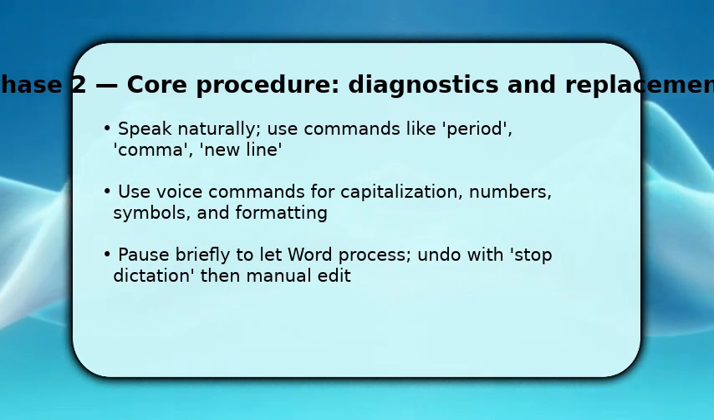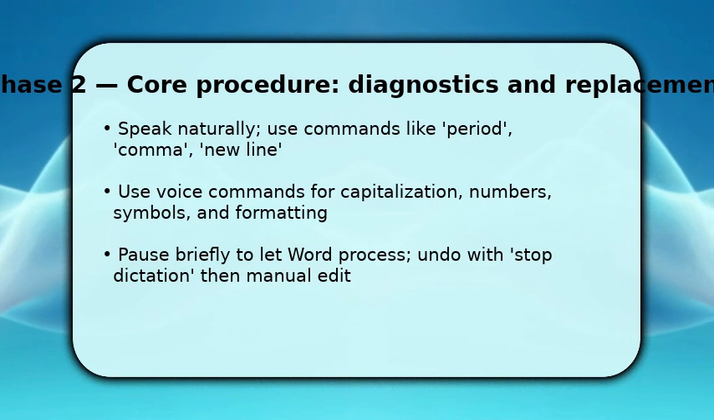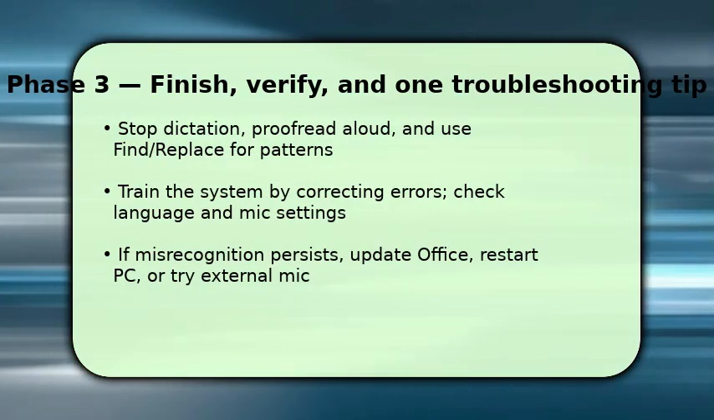Finish by tapping Stop Dictation and then proofread the text while reading aloud. You will catch context errors faster. Make corrections manually or with find and replace for repeated mistakes.